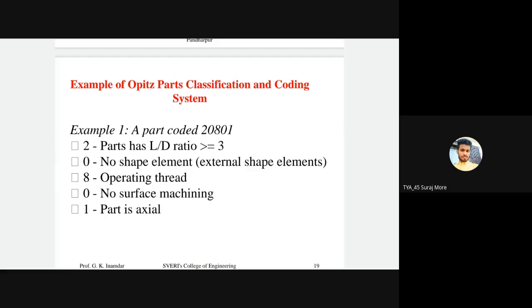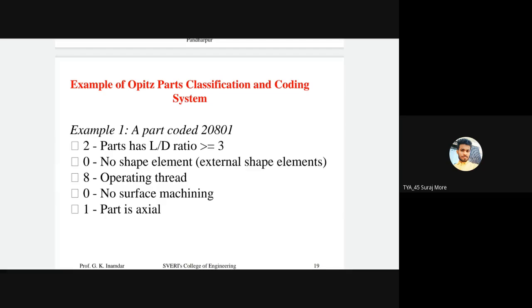Now what is the meaning? See here, the first digit says that the part has an LD ratio, the length to diameter ratio. Now what is the meaning of the second digit? External shape element is there, whatever the external and internal shapes are.